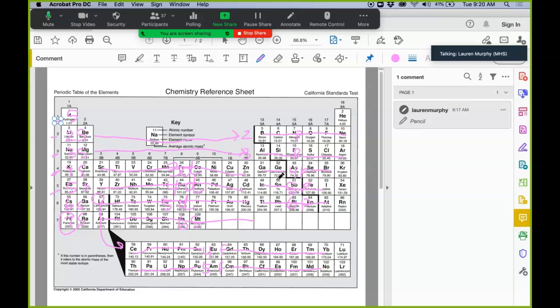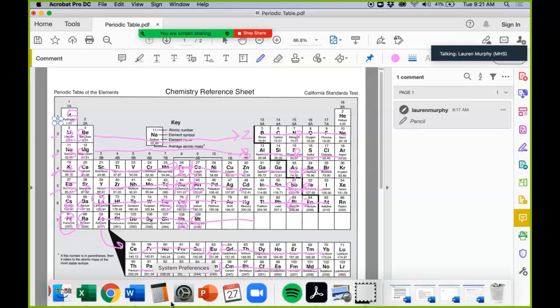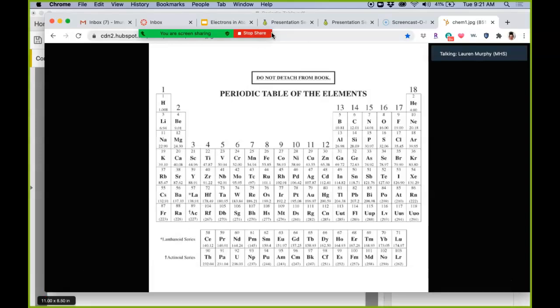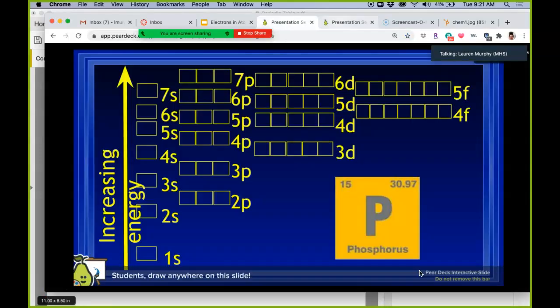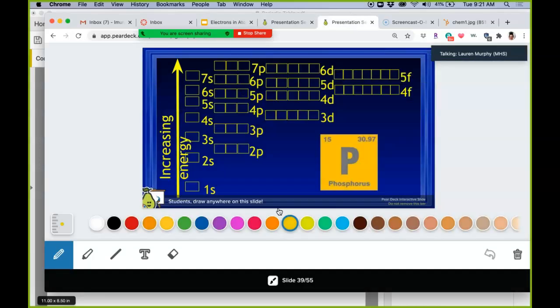Now, the question we're gonna do is phosphorus. So you go to phosphorus on your periodic table. I have it on my slide. Phosphorus is atomic number 15. So what does that mean? That means it has 15 protons, and it also means it has 15 electrons, assuming that it's neutral.